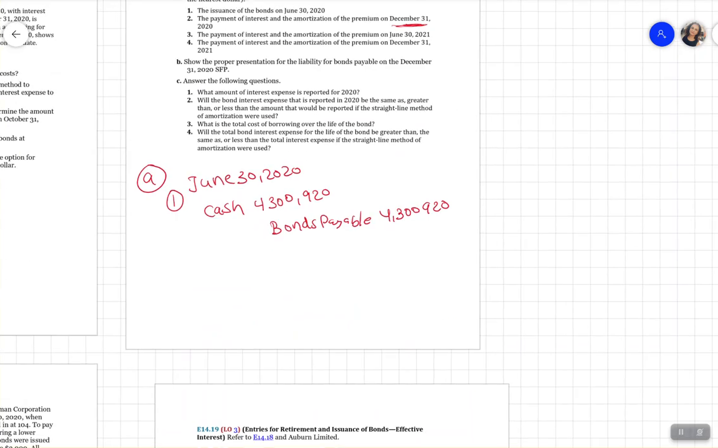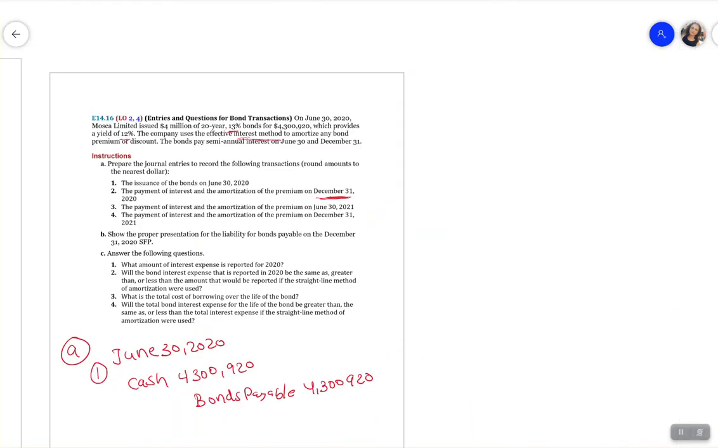So let's maybe do it on this side so I don't make a mess out of my screen. Let's do the second entry, which will be on December 31st, 2020. We know the bond in this case is issued at a premium. How do I know? Because the face value of the bond is 4 million and the present value of the bond is $4,390,920. So let's do the entries. We know that you could do it with amortization tables, but I am going to do it without the table.